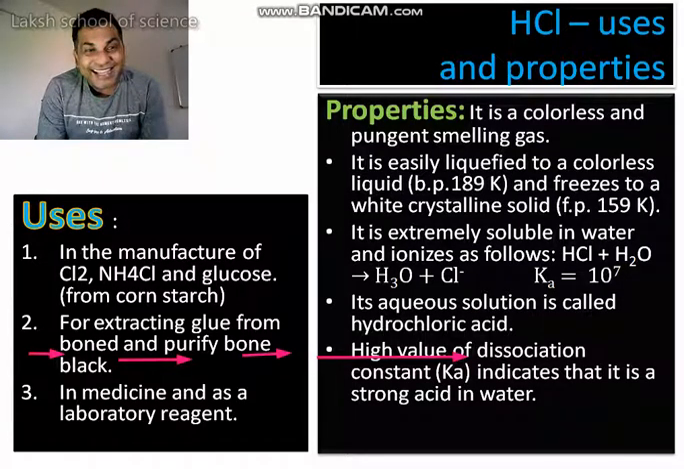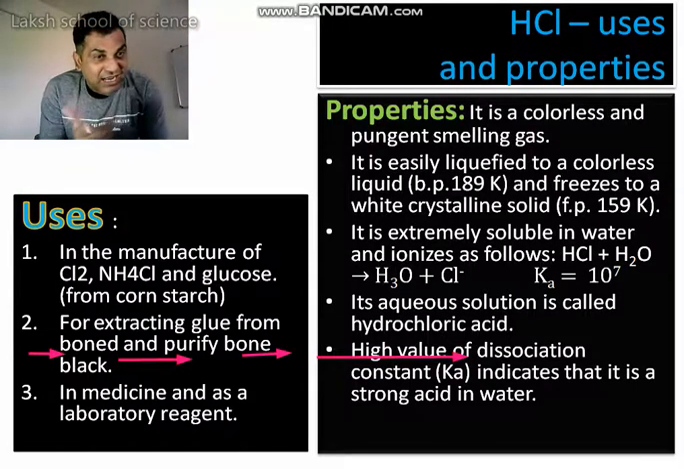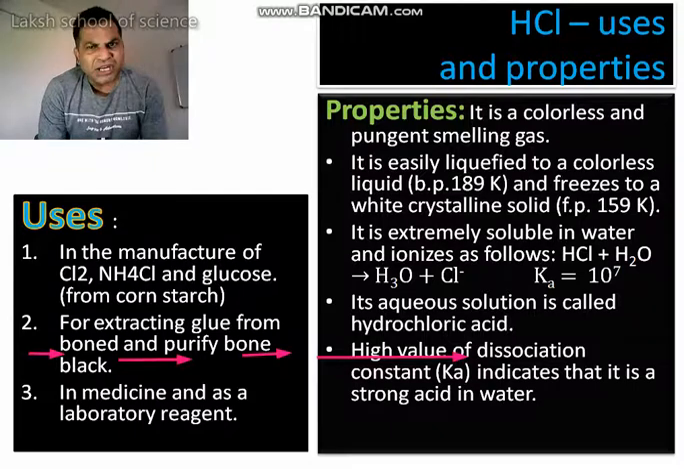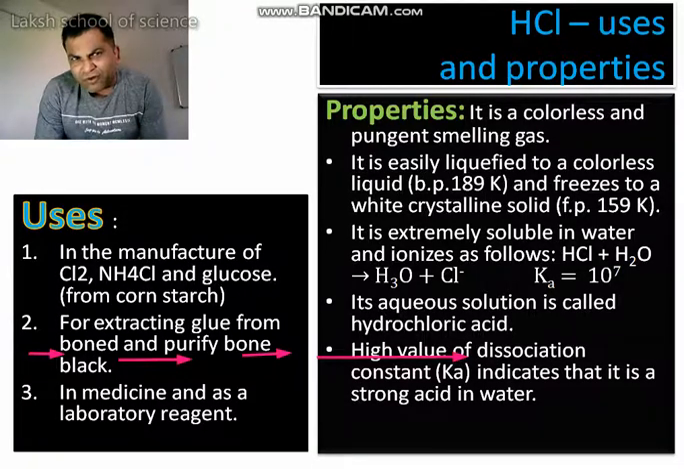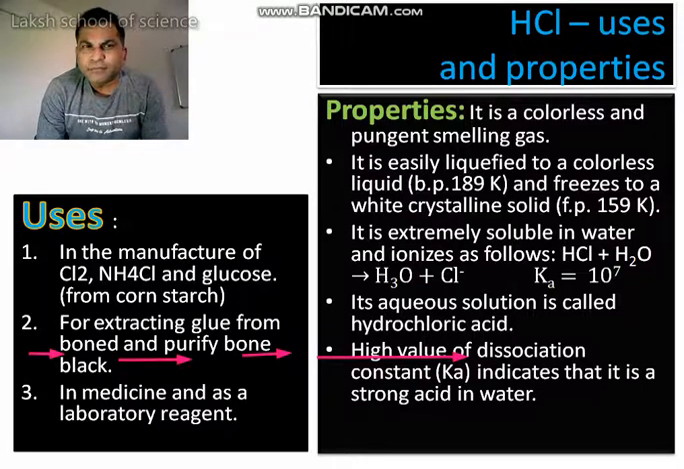Now we are talking about the properties and uses of HCl. Properties: it is a colorless and pungent smelling gas. If HCl is opened, you will start to get its sour smell. That sour pungent smell is of HCl. It is easily liquefied to a colorless liquid whose boiling point is 189 Kelvin, and it freezes to a solid with freezing point 159 Kelvin.